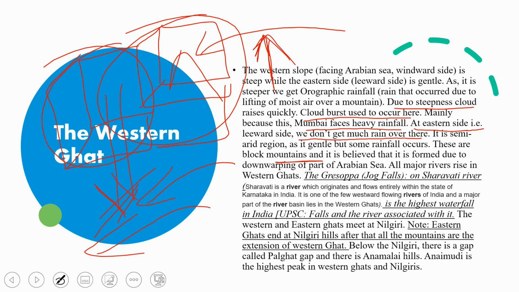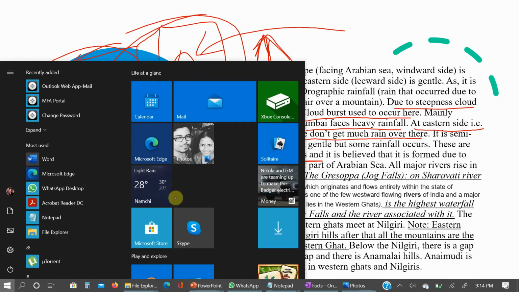UPSC normally asks such type of questions, or a match the following. The Western and Eastern Ghats meet at Nilgiri. Okay, so there is another concept of Nilgiri. Why do we call it Nilgiri? On Google you will find that because of the sky turning blue, you will see the mountain in blue color from a distance. But it is not true. All the mountains, if you see them from a distance, seem blue because of the scattering of light.